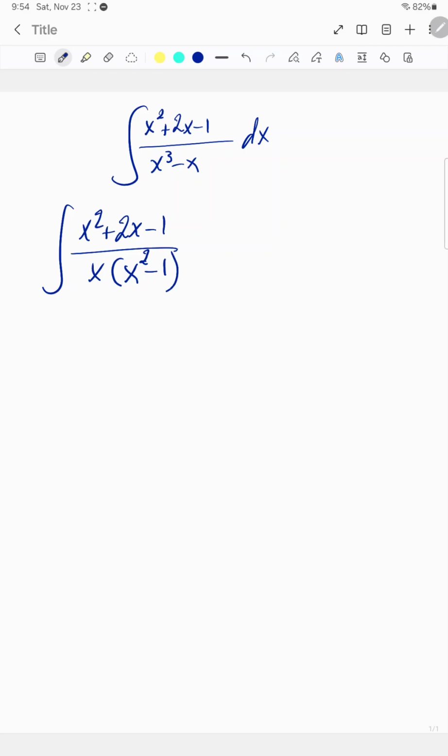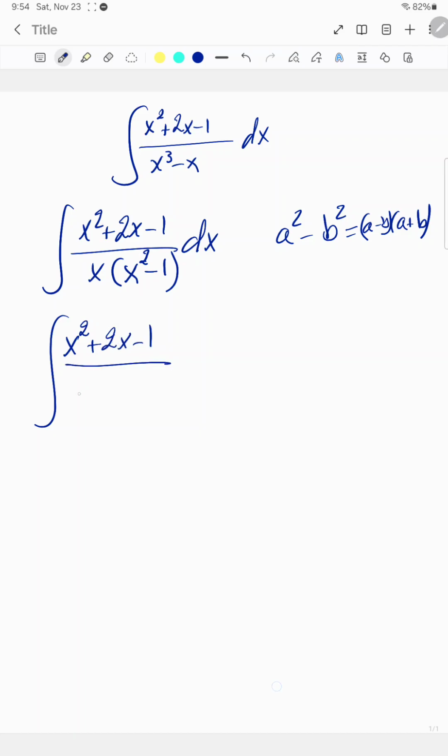And if I look at my x squared minus 1, it looks like a squared minus b squared, because 1 squared is equal to 1, which is equal to a minus b times a plus b. So in my denominator, I can write it as x squared plus 2x minus 1 divided by x times x minus 1 times x plus 1 dx. Now that I have multiplication all over in my denominator, I can use the integration by parts.